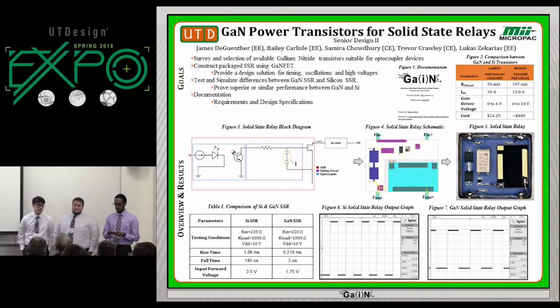During the testing process, we compared the GaN SSR that we designed to a MicroPAC SSR. As you can see on table one, the GaN SSR had a shorter rise and fall time than the silicon SSR, which was expected. Also, the input voltage for the GaN SSR was much lower than the silicon SSR. Figures 6 and 7 show the output of the silicon and GaN SSR respectively.